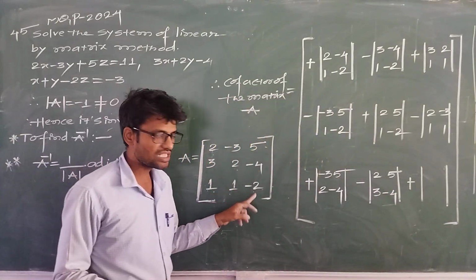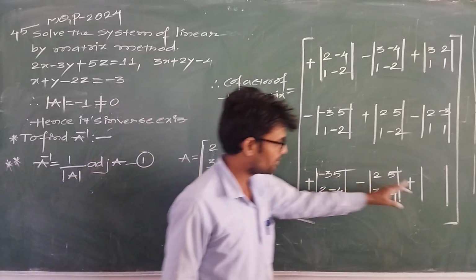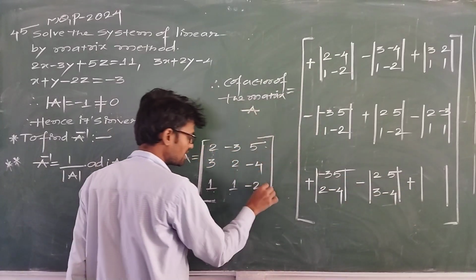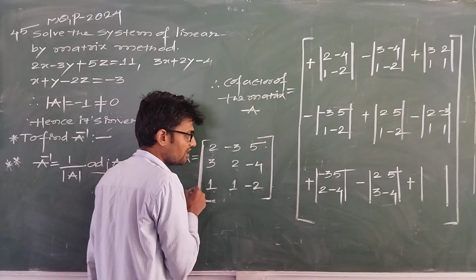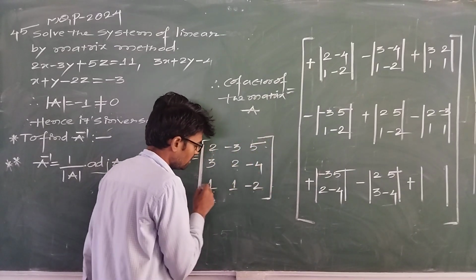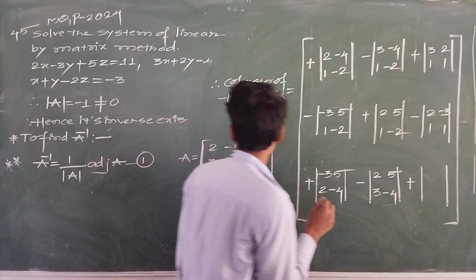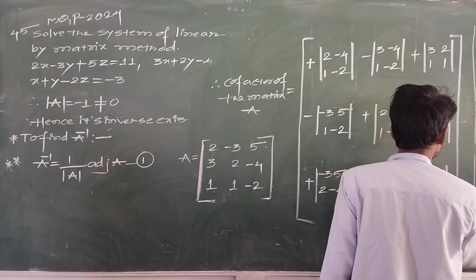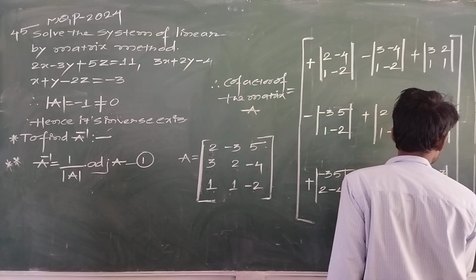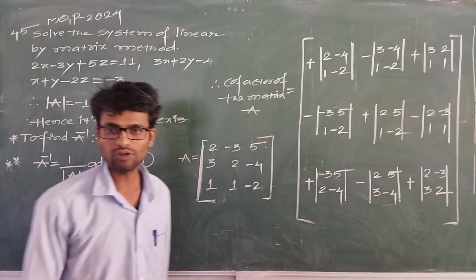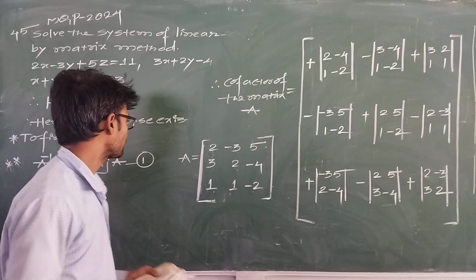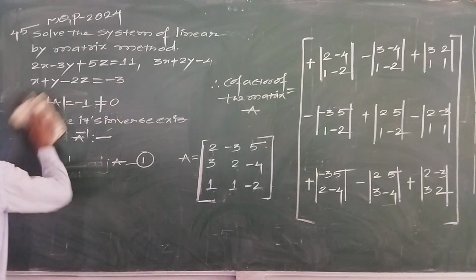Next, find the cofactor of this minus 2. Already we are having a plus symbol. By deleting this row and this column, the remaining elements you have to write inside the determinant: 2 minus 3, 3 2. So this is very important. Correct value you write.